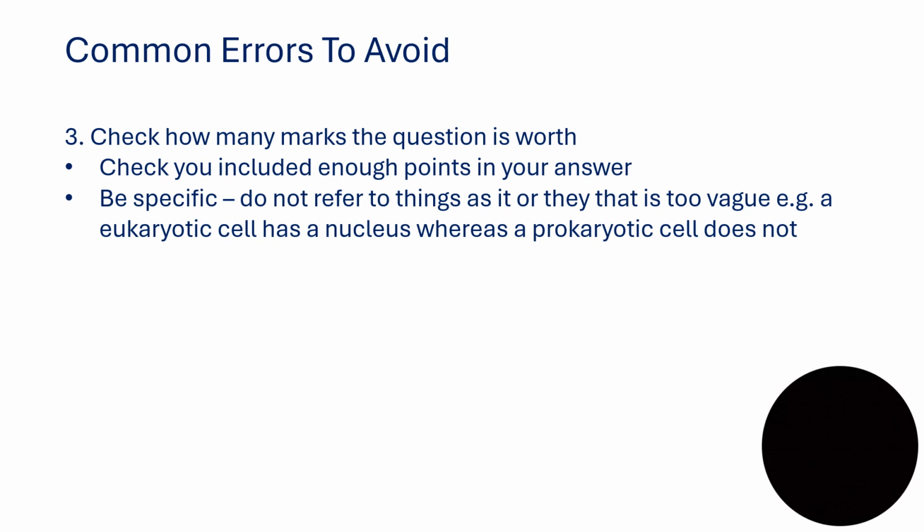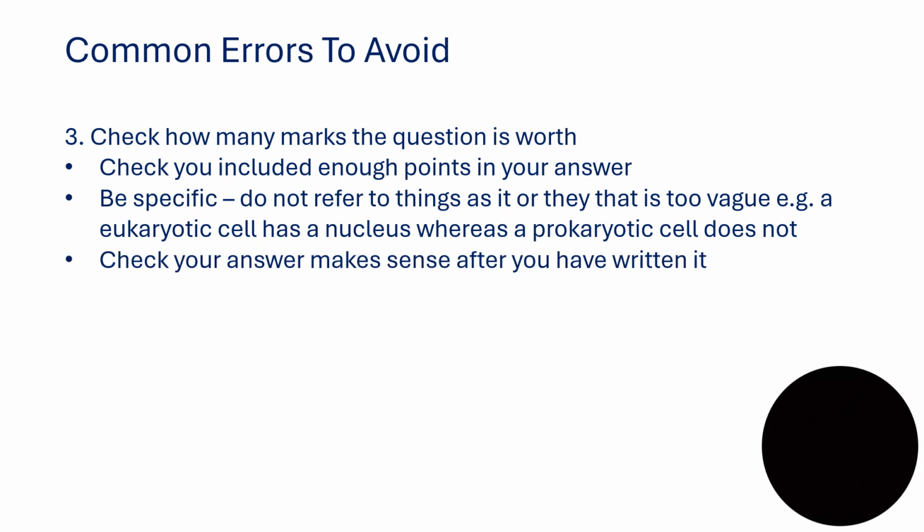Be specific. Don't refer to things as it or they. That is way too vague. So for example, if you're describing the difference between a eukaryotic cell and prokaryotic cell, as you can see from the example, I've named the one that I'm talking about before I've described its feature.